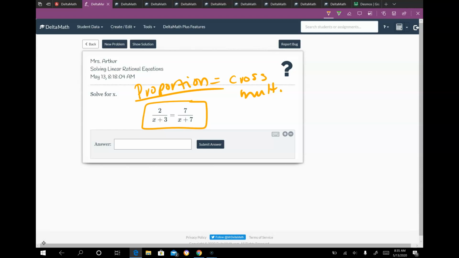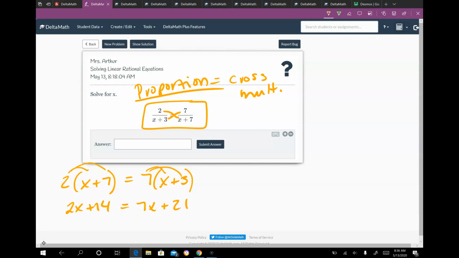Okay, so we're going to cross. And remember, when you cross, you've got to multiply everybody by it. So I'm going to say 2 times x plus 7 equals, cross again, 7 times x plus 3. Now you can get like denominators, that is fine, but this is easier. So we distribute the 2, and then you get 2x plus 14 equals 7x plus 21.